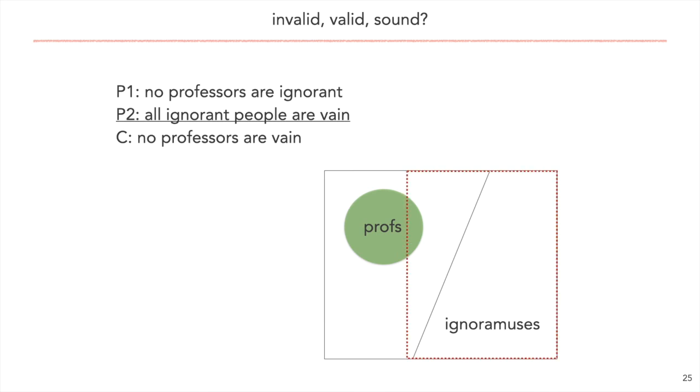This is a way of filling it in. These are the vain people inside that dotted red rectangle. That makes it true that all ignorant people are vain. The ignoramuses are a subset of the vain people. But you can see from the diagram that some professors are vain. So it's not true that no professors are vain. So that's a situation in which the premises are true and the conclusion false, so the argument is invalid.